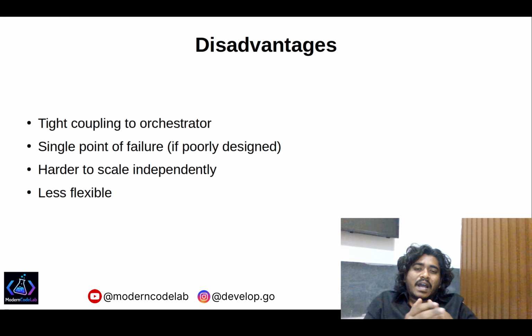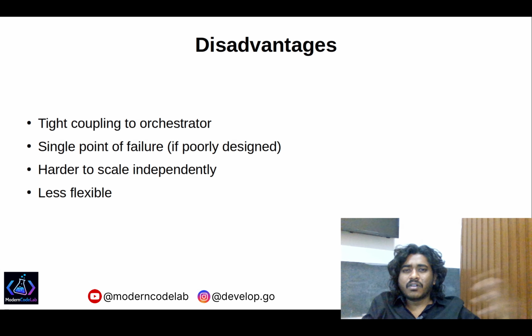Now, at every point, there are also some disadvantages as well. So what are those disadvantages when you're dealing with orchestration? There is tight coupling to the orchestrator, right? Everything is managed under one thing. It can lead to a single point of failure if you're not designing it properly. And it is very hard to scale independently. Whenever you are adding a new service or doing anything new, it will be very hard to scale at a massive level, right? And it is less flexible. If it does not scale, it is also less flexible at the same point, right?